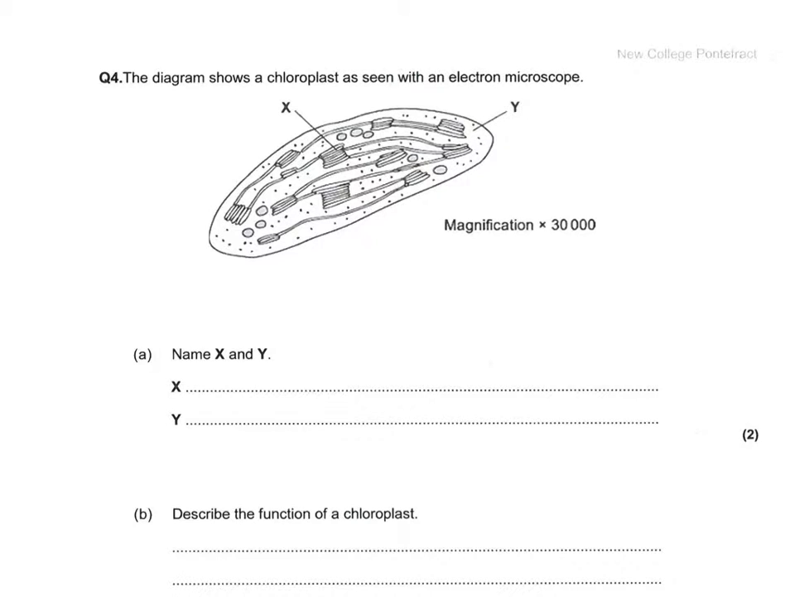Students have clearly not revised the structure of a chloroplast. You need to know both the structure of a chloroplast and of a mitochondrion. So this being a chloroplast, each of the individual discs is a thylakoid. The big stacks are grana, so X could be either thylakoid or grana. Y, the thing that looks like the cytoplasm that makes up the chloroplast, is not the cytoplasm, it's the stroma.